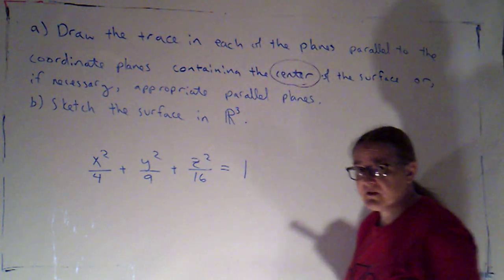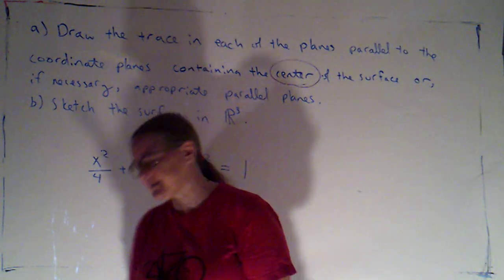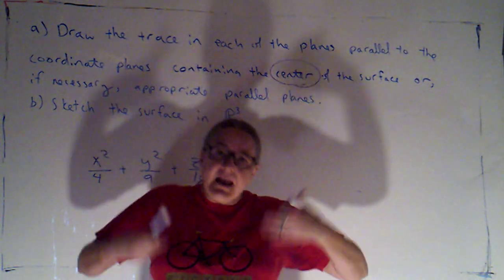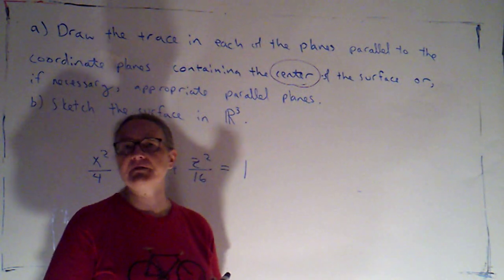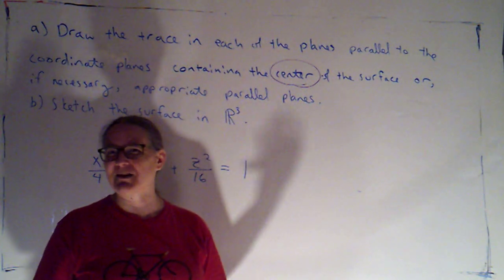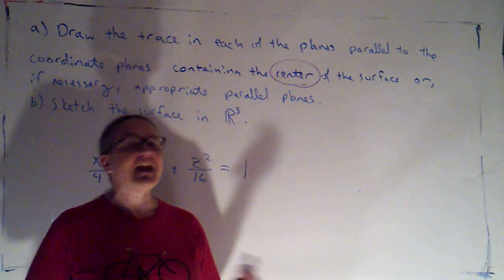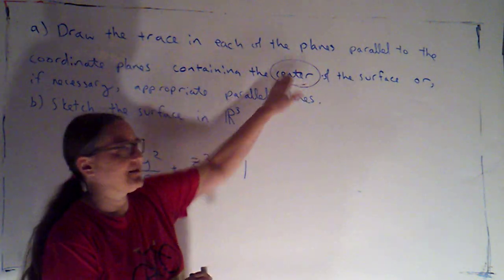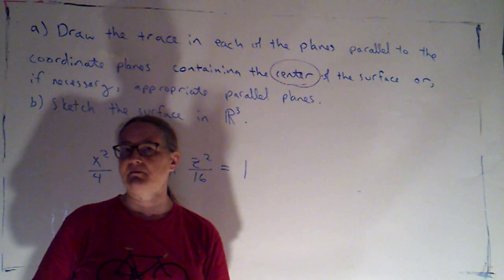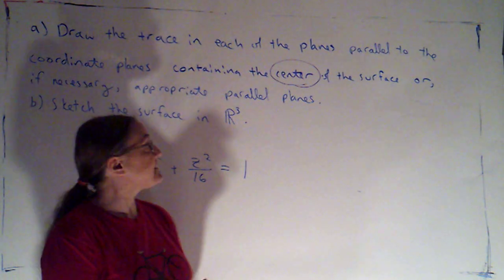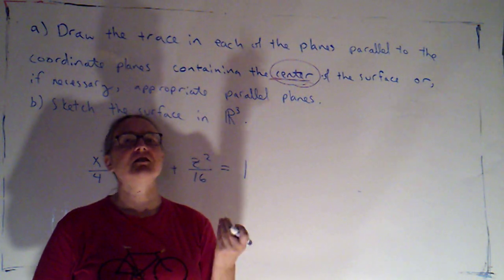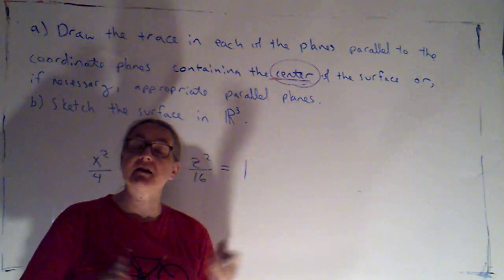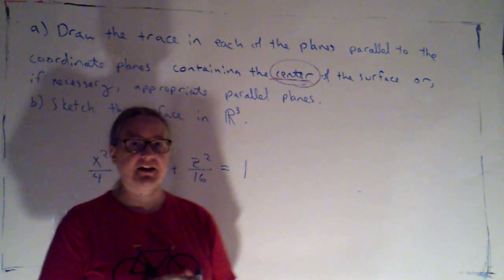Now, often, because I'm trying to focus on what's new here, and that's the whole idea of a quadric surface, some of the examples I'm going to choose are going to be nice ones where they're centered at the origin. That's going to mean that the planes that pass through the center will be the coordinate planes. But I want to emphasize that what's important is that we're parallel to the coordinate planes and go through the center. We're always going to start with those planes.